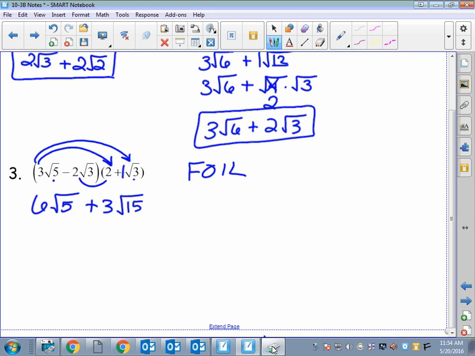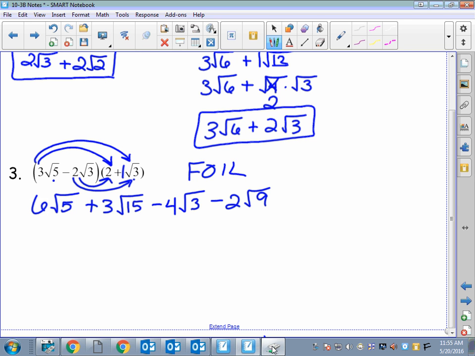Inner would be these 2 terms. So a negative 2 times a positive 2 is negative 4. And the root 3 just follows. And last, negative 2 root 3 times positive 1 root 3. So the negative 2 times the positive 1 makes negative 2. The square root of 3 times the square root of 3 makes square root of 9. So we go to clean this one up.